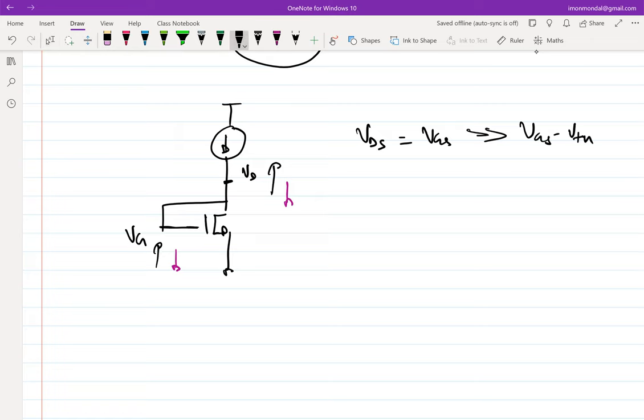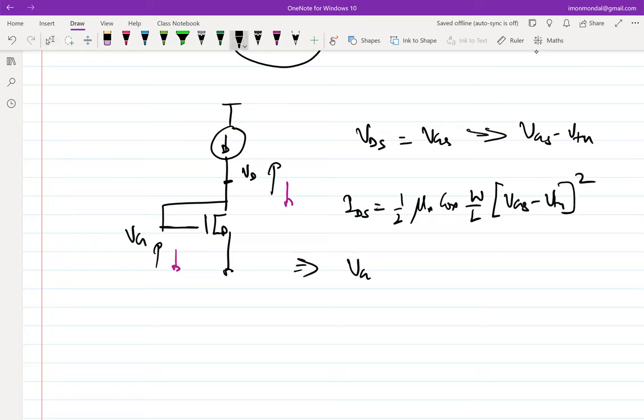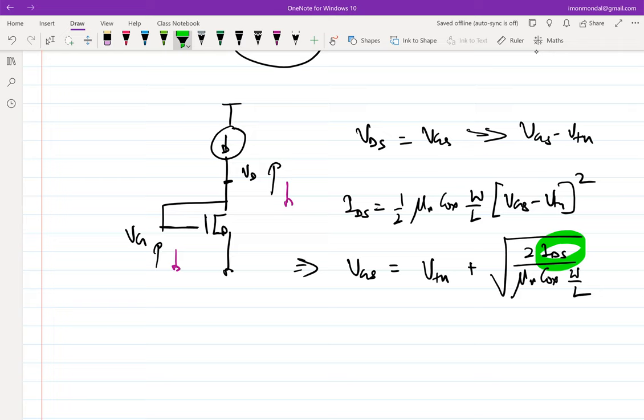The other way of saying the same thing is, I know the IDS equation, which means that I can write VGS as threshold voltage plus a square root term. Basically I rewrote the equation, and in this case IDS is your independent variable and VGS is getting set corresponding to the value of ID, right? So now let's say I increase the current from 1 milliamp to 1.1 milliamp.